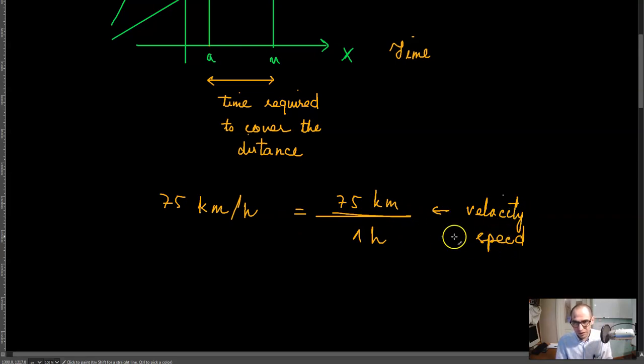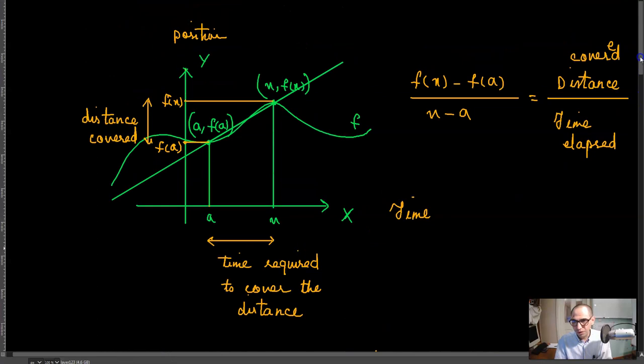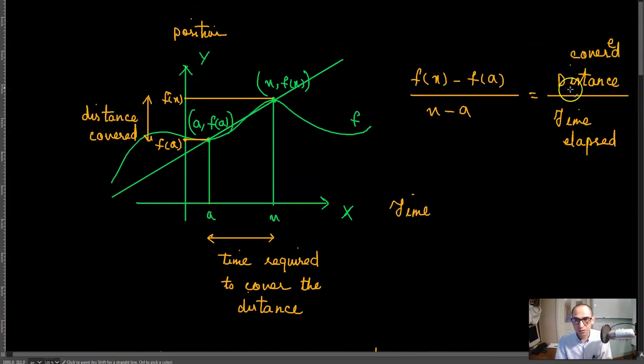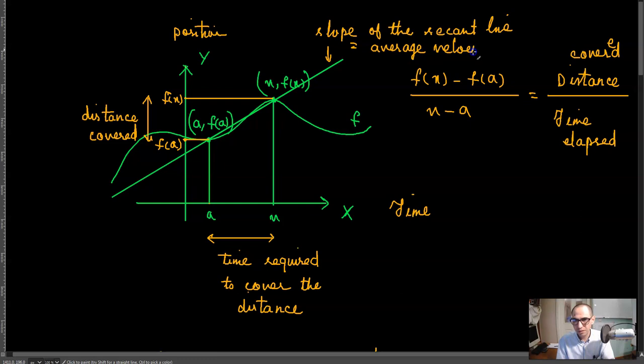So you can see that velocity is basically some distance divided by some interval of time, right? And we have exactly the same thing over here: a covered distance over the elapsed time to cover that distance, right? And that is the slope of this line over here. This is the slope of this line, which means that the slope of the secant line is equal to average velocity, right? The slope of this line is nothing but average velocity.